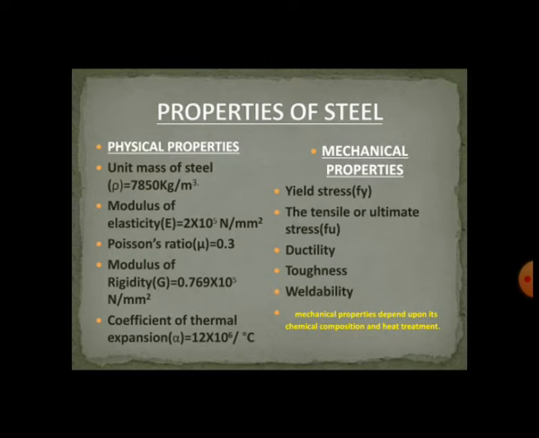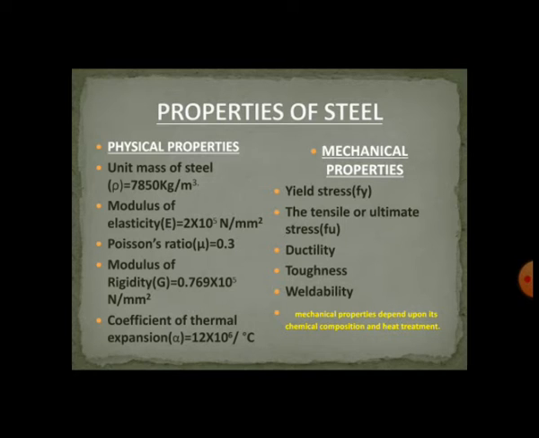What are the properties of steel? Properties of steel include physical properties and mechanical properties. Physical properties are the properties which remain constant. Mechanical properties are the properties which change, or which depend upon the chemical composition and heat treatment.